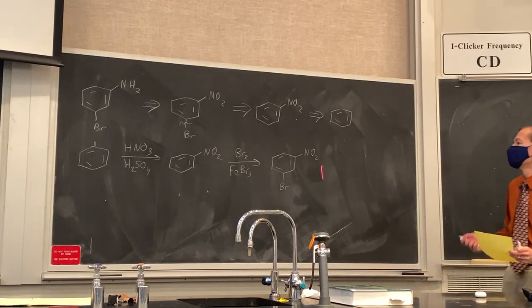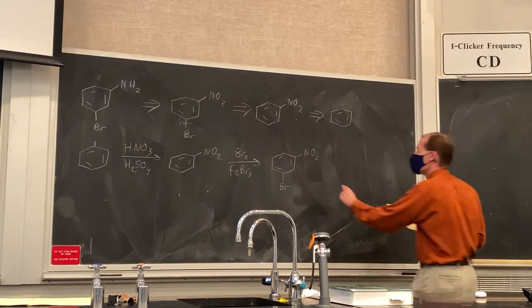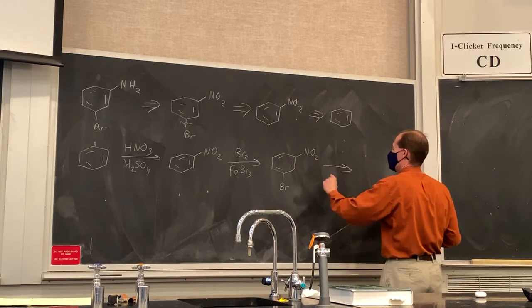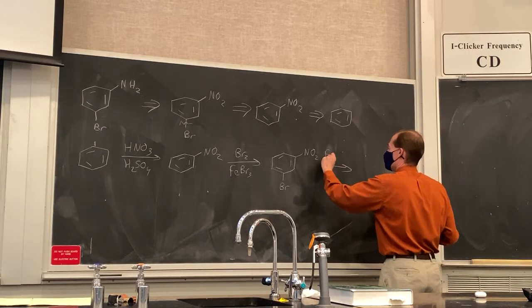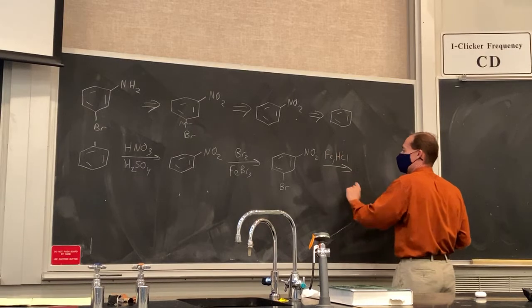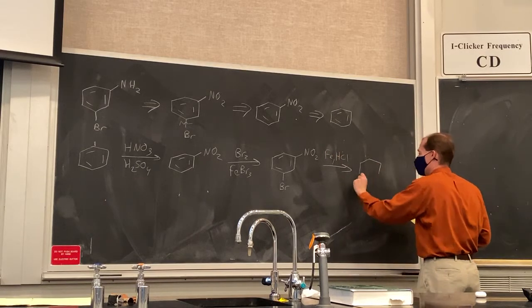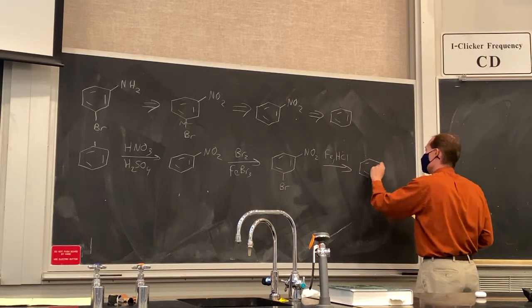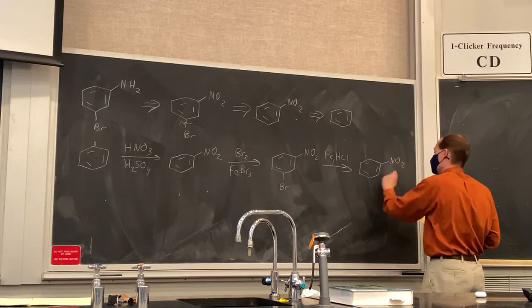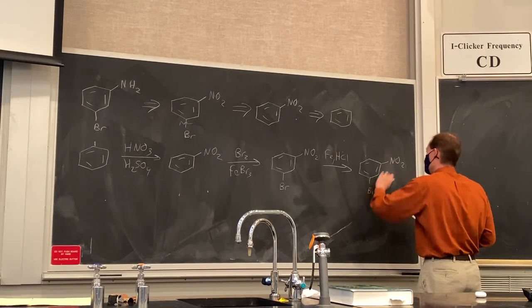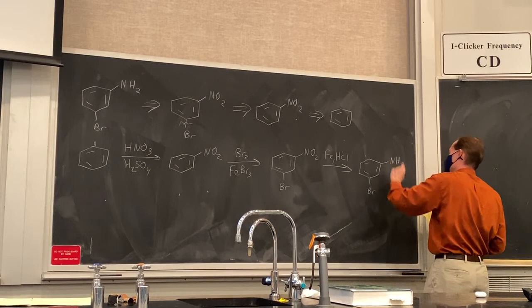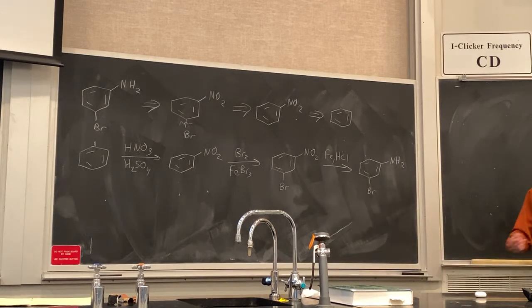Okay. Now we need to reduce the nitro group. And we would have three choices. Let's go ahead and use iron and HCl in this case. It wouldn't matter in this particular case. And that should say NH2. Okay? Question?